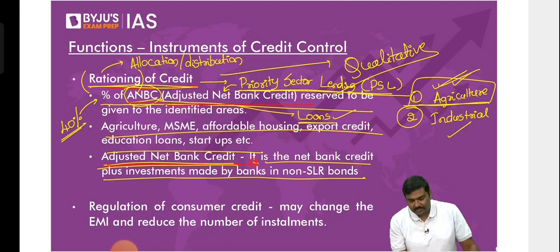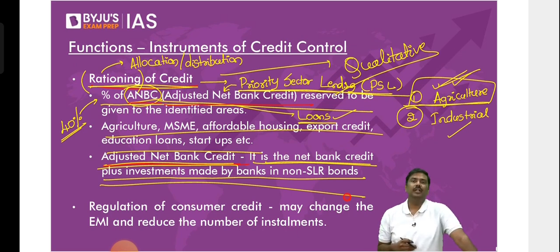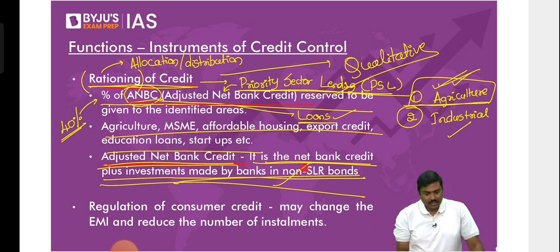So what is the definition? The definition is given here itself. It is there in the slide only. ANBC is the loans given by the bank plus any non-SLR investments done by the bank in the bonds sector. Done. Let me go to the next one.